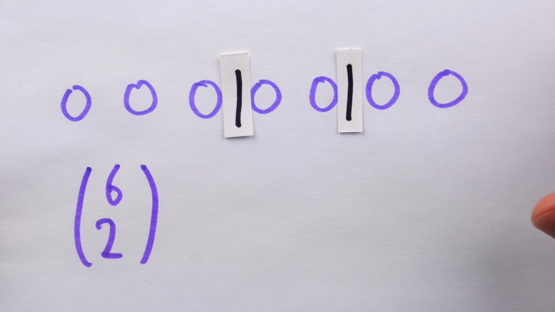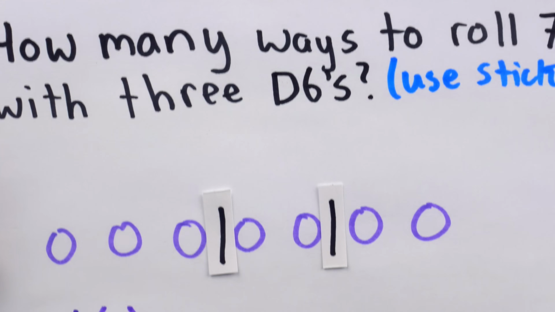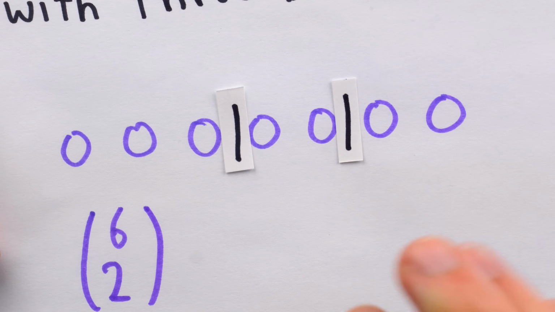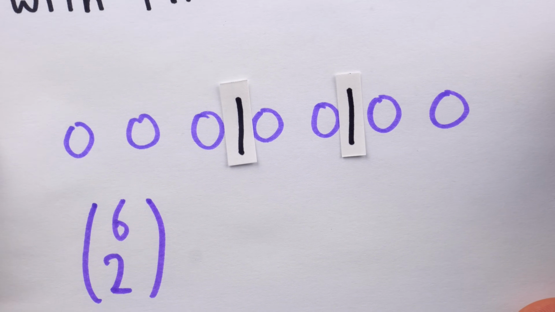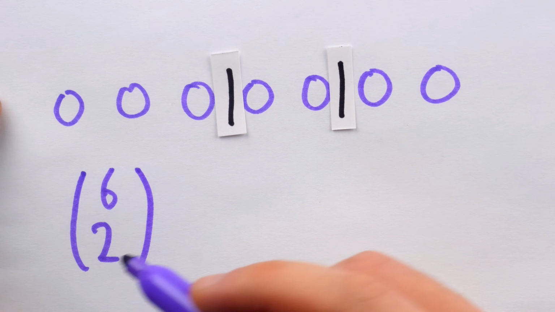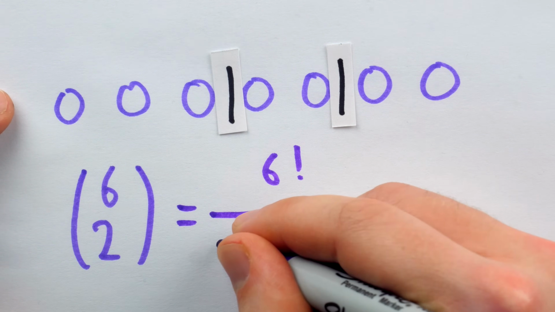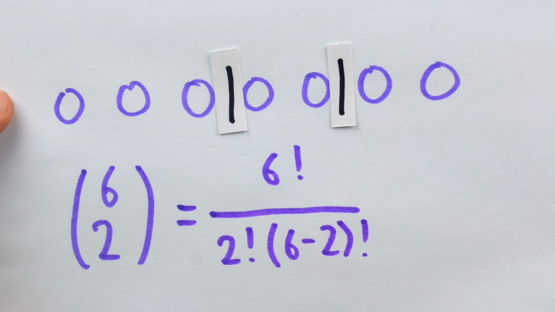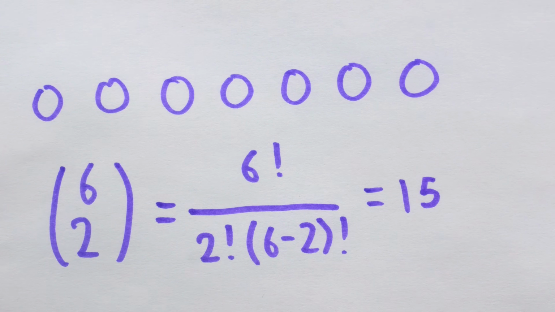There is a 1-to-1 correspondence between ways that we could roll 7 with 3d6s and ways that we could pick 2 gaps among these 6 gaps to place these 2 sticks among the 7 balls. So the total number of ways we could roll a 7 is 6 choose 2. This is equal to 6 factorial divided by 2 factorial times 6 minus 2 factorial. And this happens to equal 15. Alright, let's do one more example before returning to the strong compositions problem.